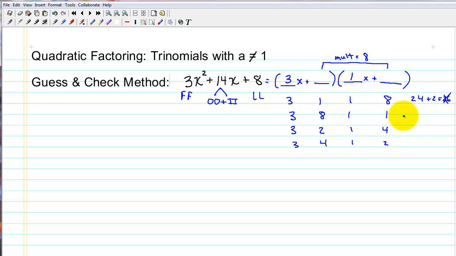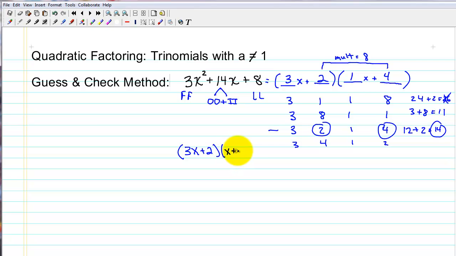Here I get the outsides are 3 plus 8. I get 11. That doesn't work. Here my outsides are 3 times 4 is 12. And my insides are 2. That's 14, and that's what we're looking for. So we know this is our one that works. So this had to be 2 and 4. So our factoring for this again is 3x plus 2 and x plus 4.